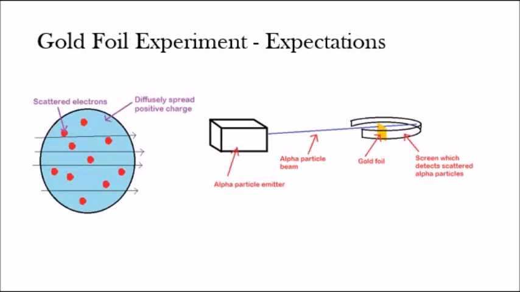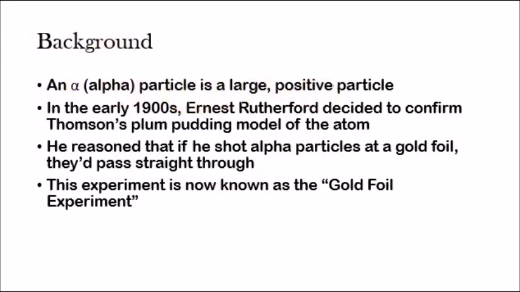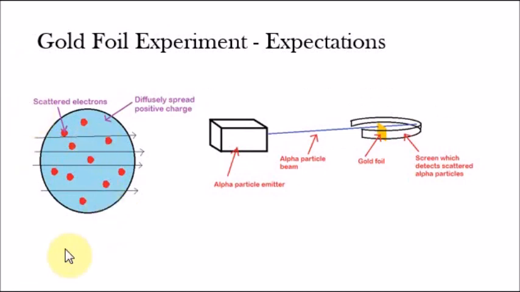So what Thomson was thinking at the time was this plum pudding model, right? You have an atom, and it has scattered electrons, and then you have a diffuse, spread-out positive charge in order to balance out the electrons. So what Rutherford was thinking is that if he shot these alpha particles, these large positive particles, at a gold foil, which has atoms like this, they should pass through, because this diffuse positive charge is not going to make the particles go away. Since the alpha particles are traveling so fast, and since there's only this diffuse positive charge, it's not going to really alter their path. They're still going to be able to pass through.